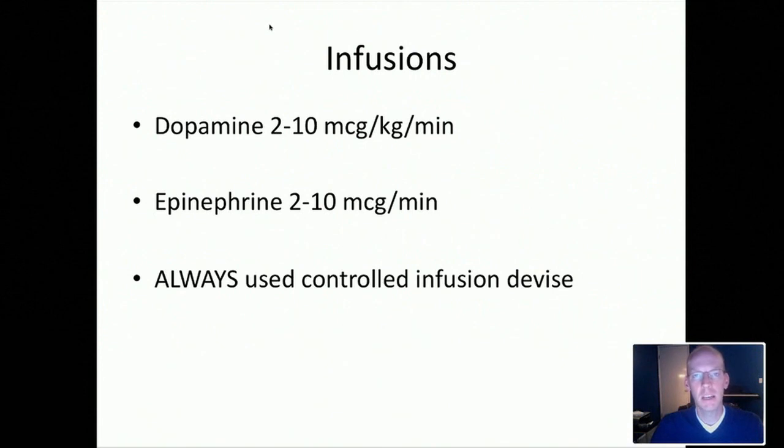Dopamine is going to be easy to get. Mostly it's pre-mixed and should be easily found in crash carts or on wards. Epinephrine needs to be diluted, so it may be a little harder to get. But if you have a pharmacist on your co-team, then you can get them to mix that quickly. And it's important that you always use a controlled infusion device. And what I mean by this is you don't just drip this in. You need to be able to set these rates specifically, and so you need to use an actual controlled infusion device, whatever your hospital uses.